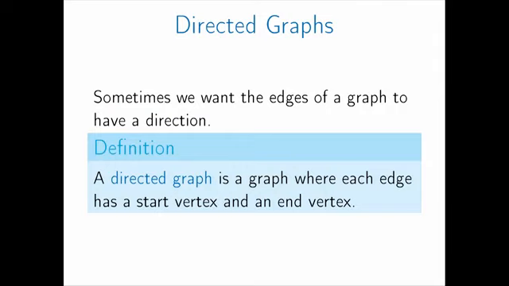The point is that sometimes we want to talk about the edges of a graph that have a direction. This is just because sometimes pairs of things are related in a way, but the relation isn't symmetric. One of them comes before the other, or it's sort of a one-way viewership or something like that. And so we define a directed graph to be a graph where each edge has a designated start end and an end end.